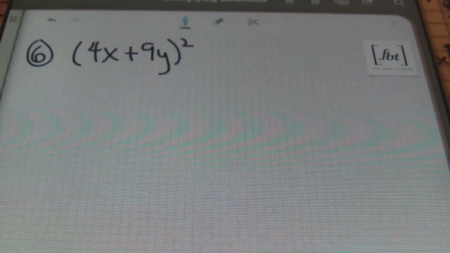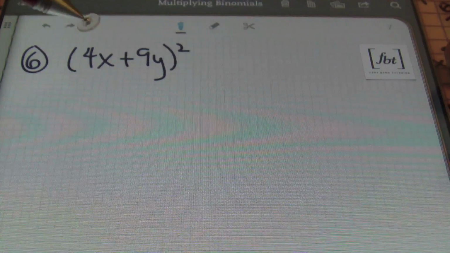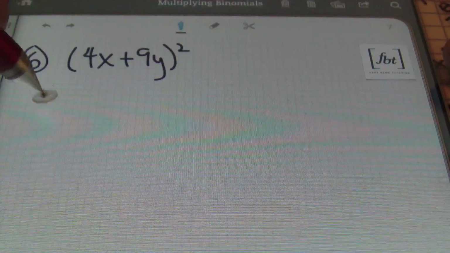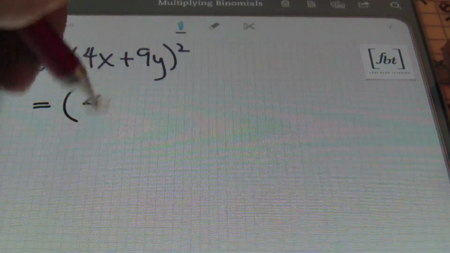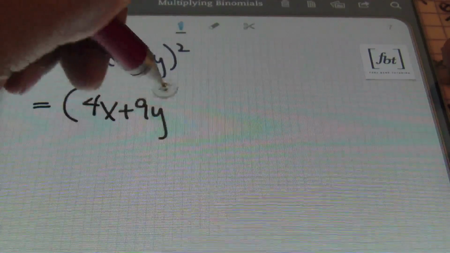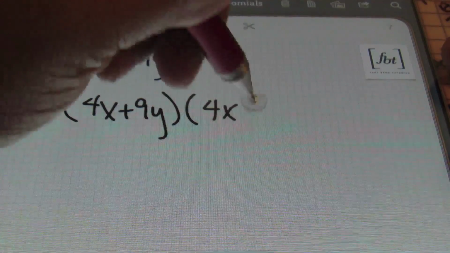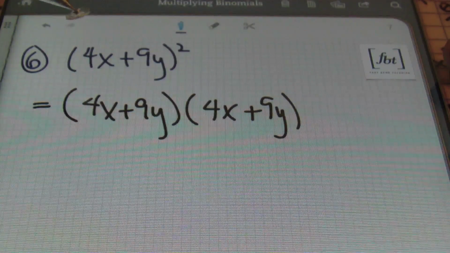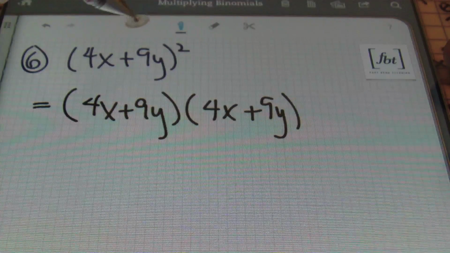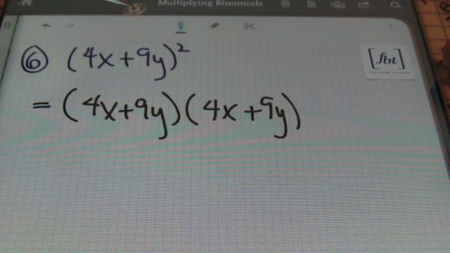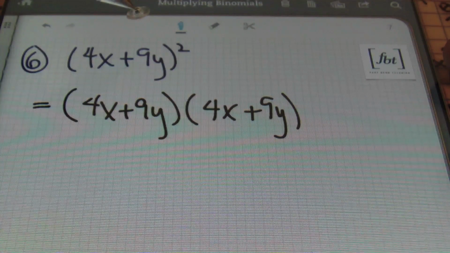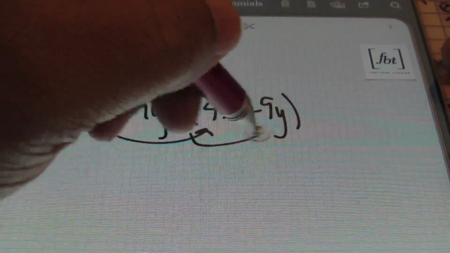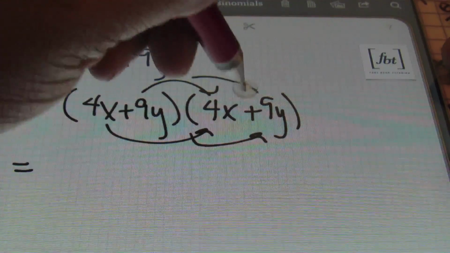For problem number 6, we have another binomial squared. Remember, anytime you have a binomial squared, you're going to expand it. You're going to rewrite it by multiplying the 4x plus 9y times itself. So that's going to be your first step anytime you see a problem such as this. Do not distribute the exponent inside of the parentheses. That is not the proper way to do it. So here, we're going to go ahead and multiply everything out after I get my arrows popping.